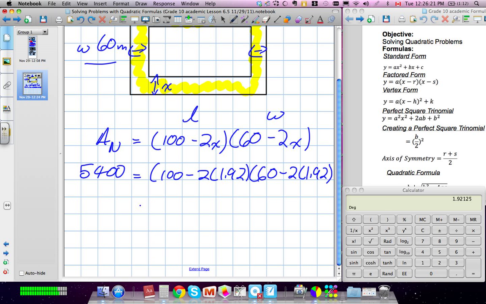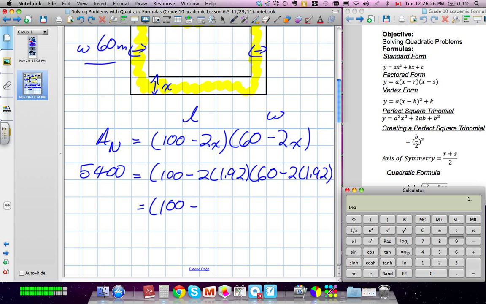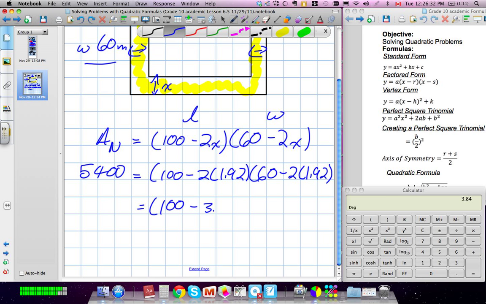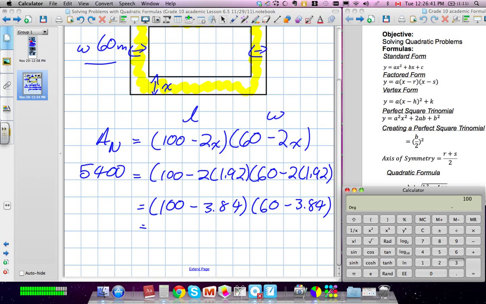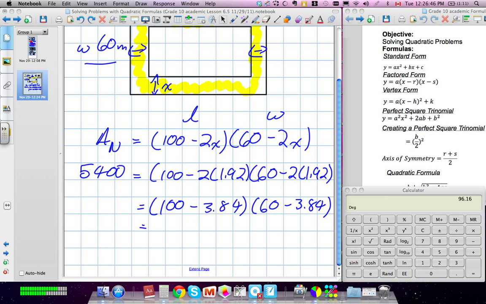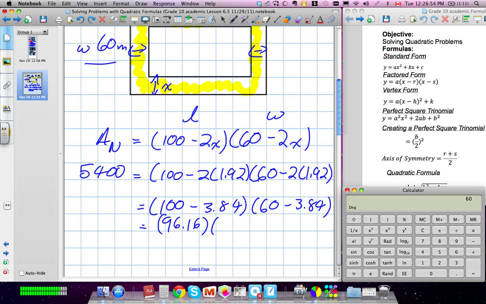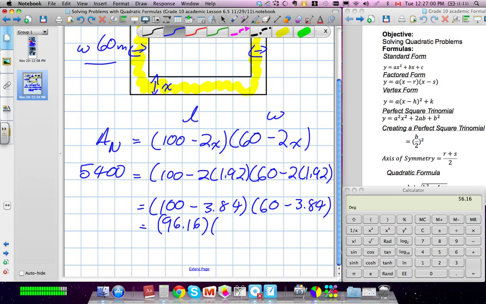We're going to work this out. We get 100 subtract 1.92 times 2, 3.84, and 60 subtract 3.84, which will give us 100 subtract 3.84, 96.16. So our new length is 96.16 meters, and our new width is 60 subtract 3.84, 56.16.